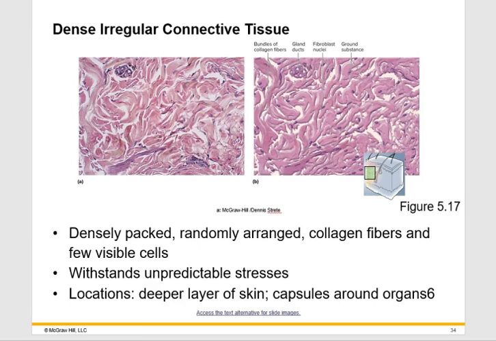Here's dense, irregular connective tissue. Kind of looks like a Picasso painting. See how the fibers are not perfectly in a line anymore. They're all mixed up together. So you still have fibroblasts, you still have collagen fibers, they're not just in a perfect line. We find dense, irregular connective tissue in the deepest layers of our skin.